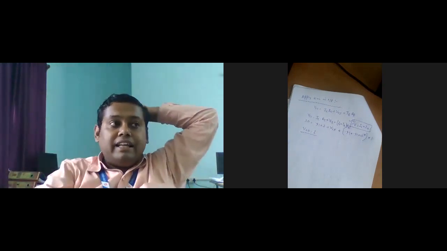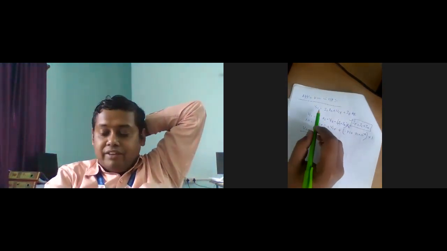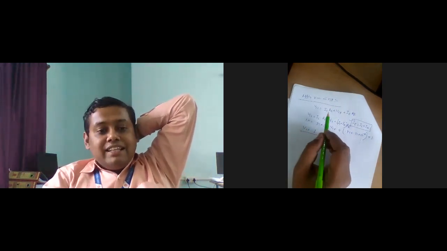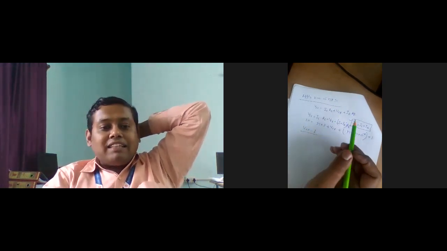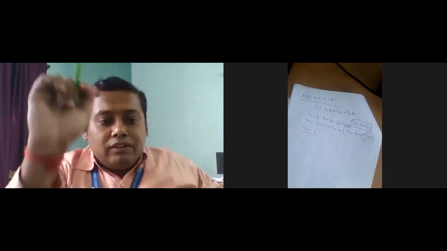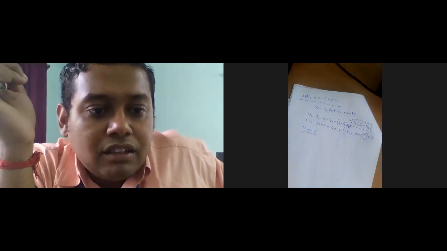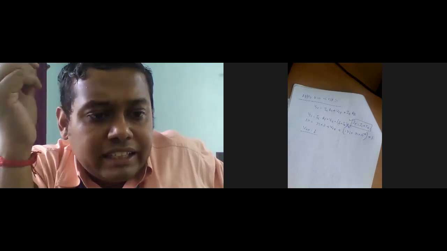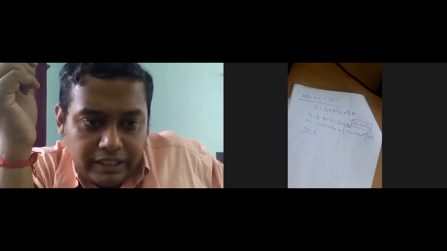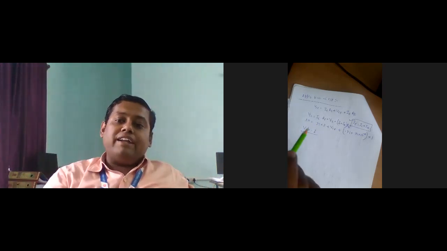The KVL is VCC equal to IC into RC plus VCE plus IE into RE. Is this KVL clear to all of you? Yes, sir. So now find out the VCE.